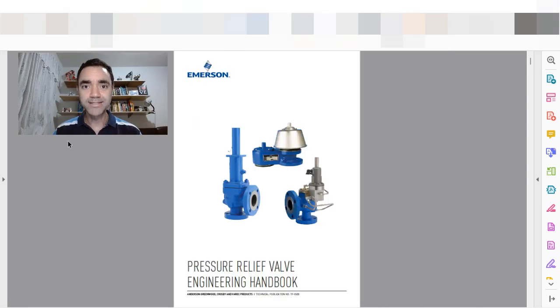If you don't have access to API standards, an excellent source of information is the Pressure Relief Valve Engineering Handbook from Amazon. In this handbook, you will find a summarization of the API standards and you'll be able to get familiar with how to do the calculations for the orifice of a pressure relief device.